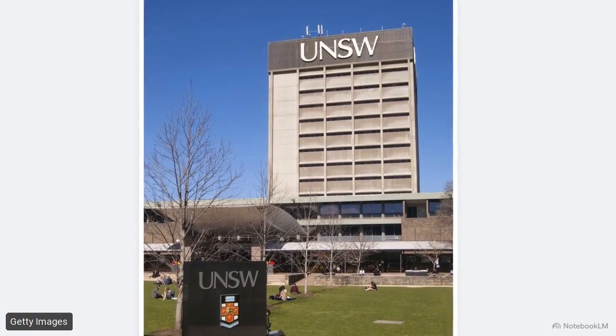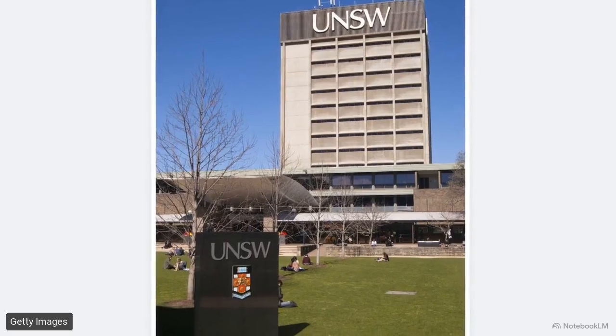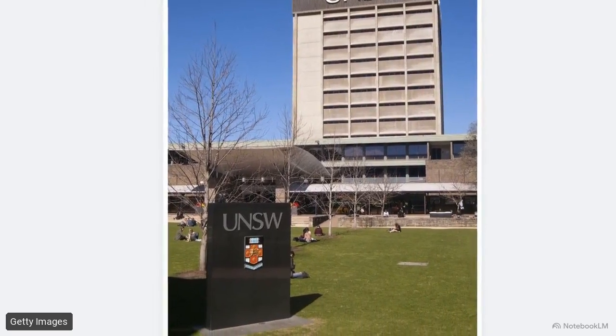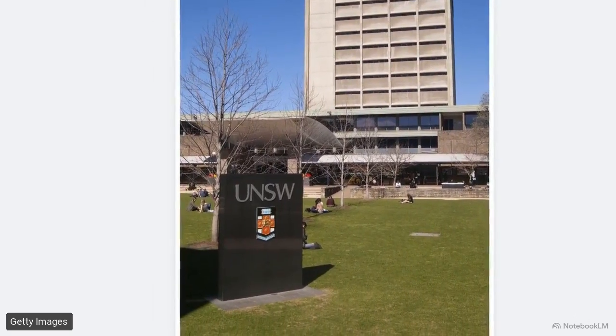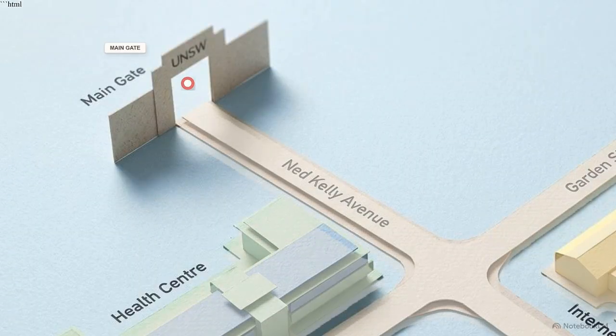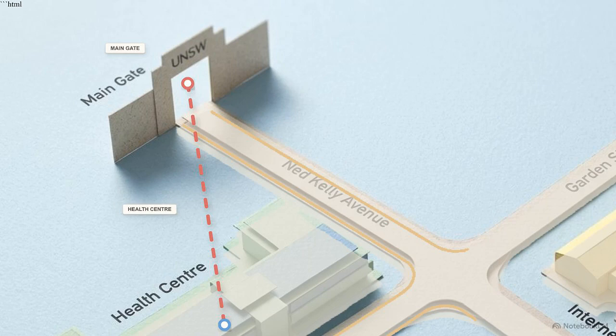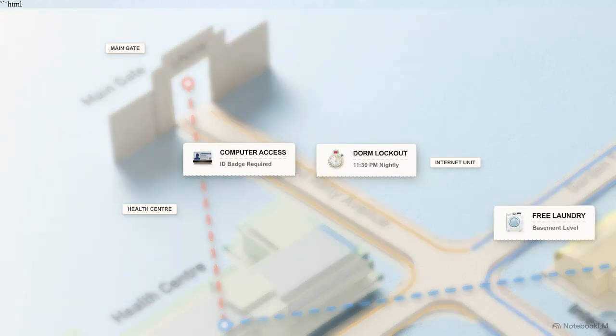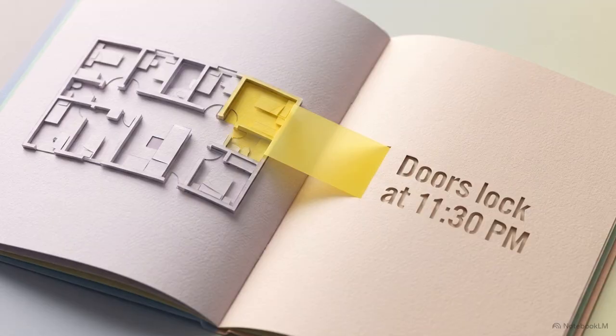The next domain tests spatial orientation within a physical environment, typically a large campus like the University of New South Wales. Mentally map locations from a starting point, tracking the health center straight north and the internet unit down Garden Street. These nodes have strict parameters. You need a student ID for computers, basement laundry is free, and dormitory doors lock permanently at 11:30 p.m. Geography questions demand that you pair these physical campus directions directly with their corresponding operational rules.